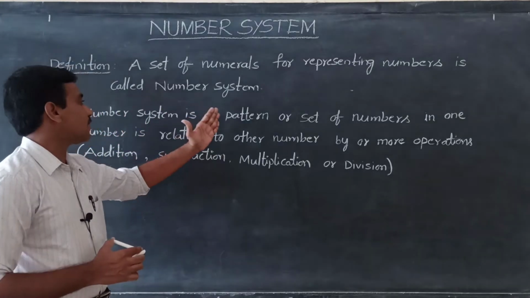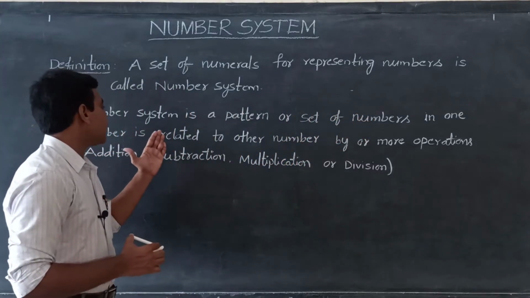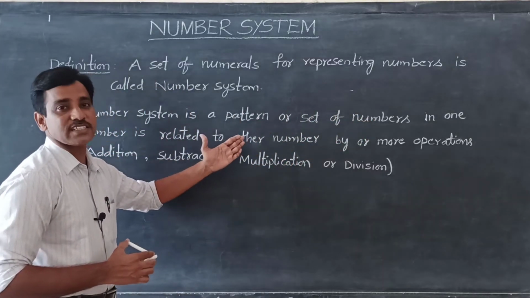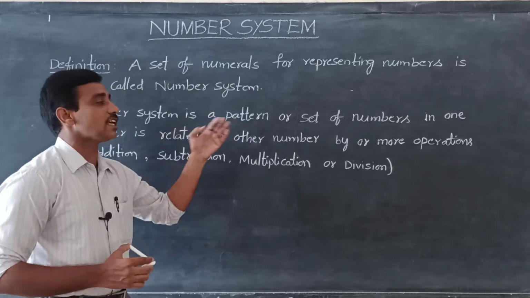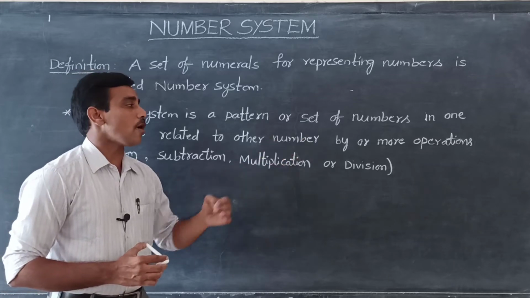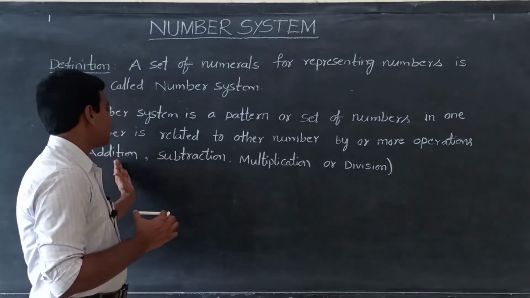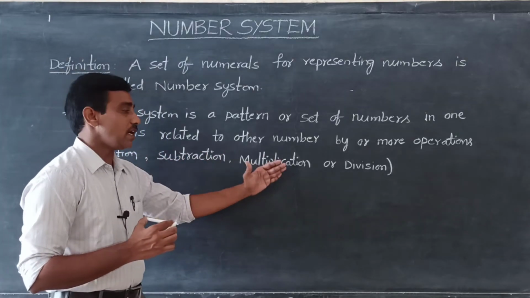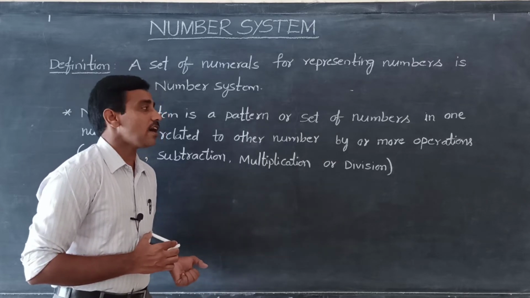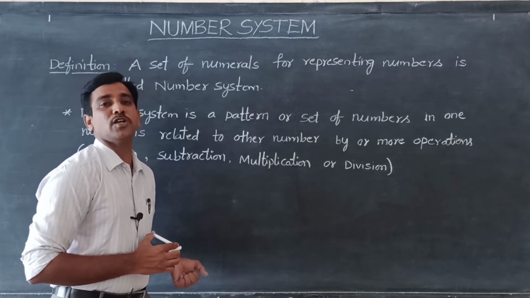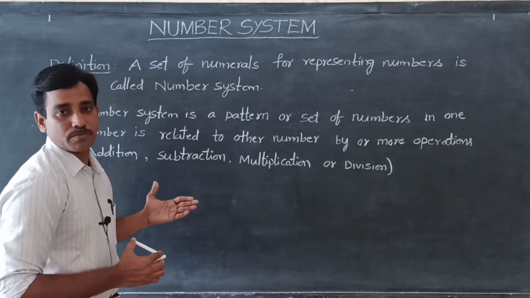So, number system is a pattern or set of numbers in which one number is related to another number. It tells us about the related numbers, that is, one number is related to the other number by one or more operations. Through the operations, we know the fundamental operations: addition, subtraction, multiplication or division. By using this we can tell the relation between one number and the other number. So this is called number system.